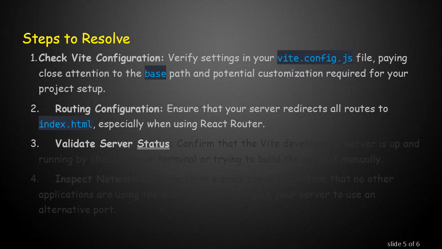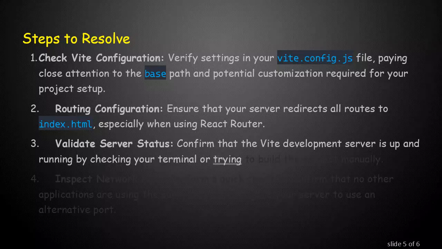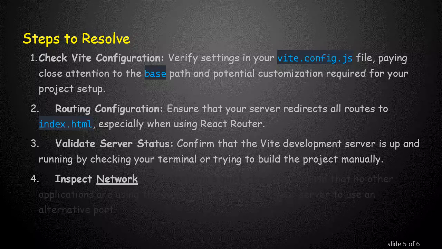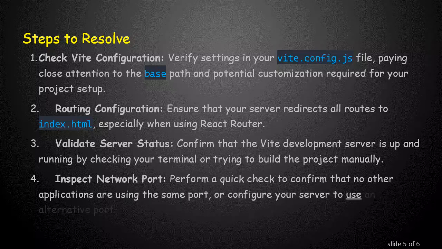Validate server status. Confirm that the Vite development server is up and running by checking your terminal or trying to build the project manually. Inspect network port. Perform a quick check to confirm that no other applications are using the same port, or configure your server to use an alternative port.